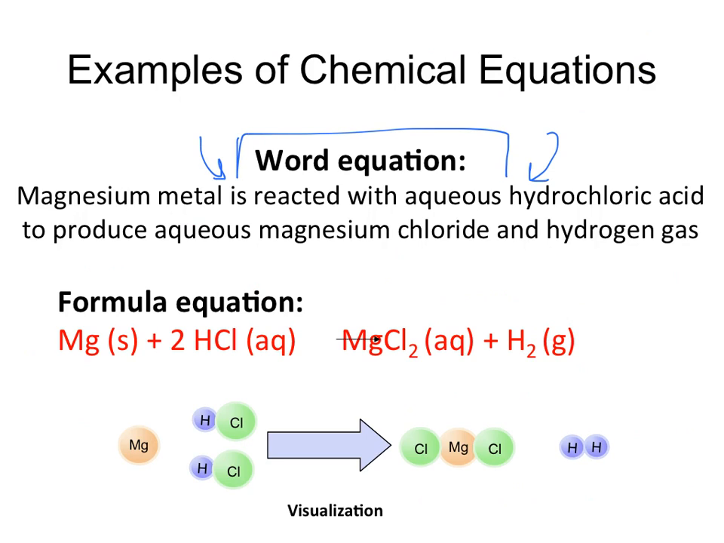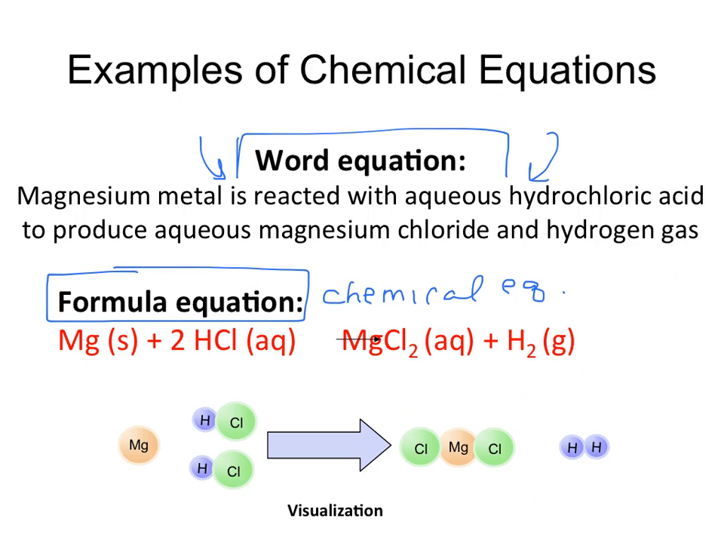and then I have translated that into a formula equation or a chemical equation. And then down at the bottom I have just a kind of a visual of the atoms and how they are rearranging themselves. In this case, magnesium, which is a metal, so that is solid, will react with aqueous hydrochloric acid to produce aqueous magnesium chloride and hydrogen gas. You'll notice in this reaction that there is a 2 in front of the hydrochloric acid. We will talk about the importance of that in a few minutes.